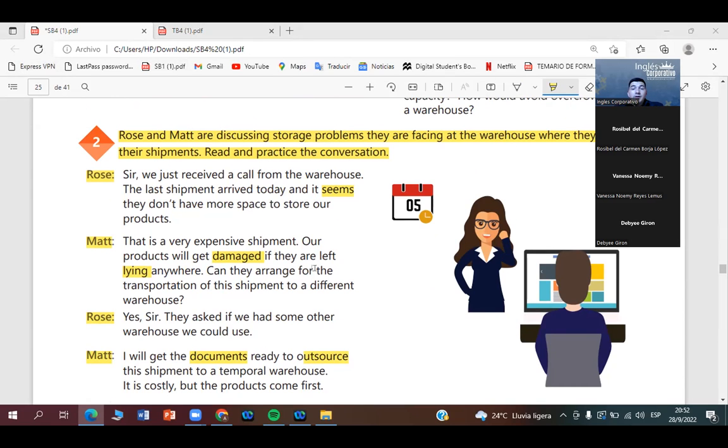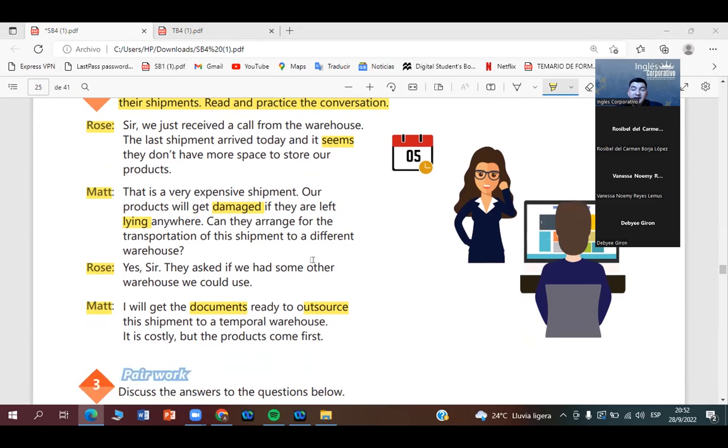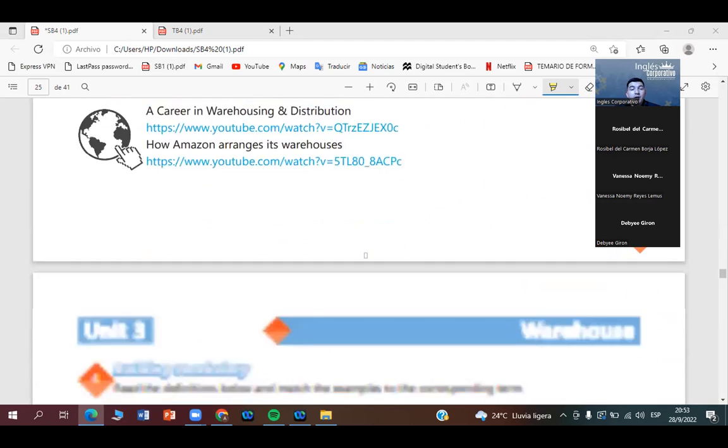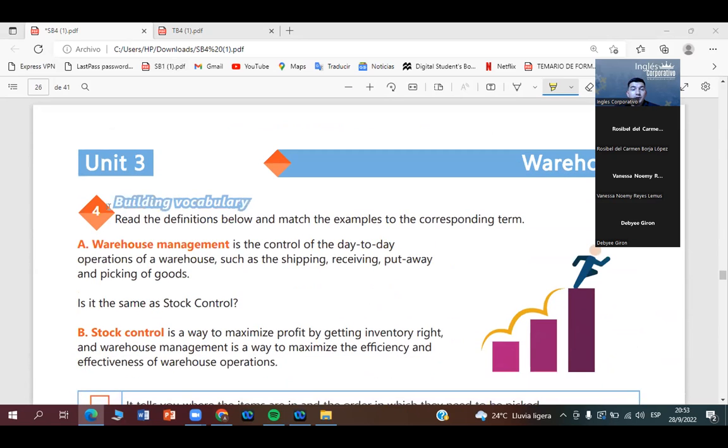Okay, so you're going to get prepared according to the warehouse management, because then we're going to have a practice where you're going to create a conversation and talk about this problem solving, okay? But right now we're going to take part of this one, building vocabulary. So this is the part about building vocabulary. Can you please, Debbie, read this part? The one that's marked.